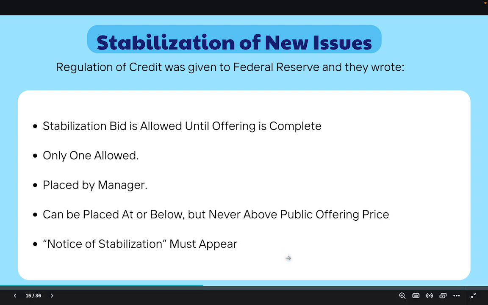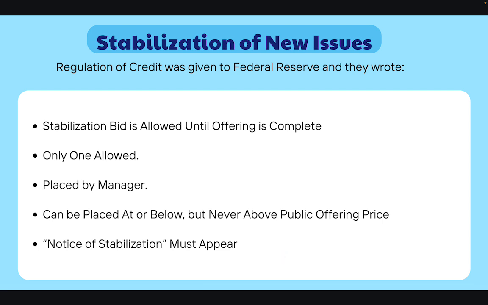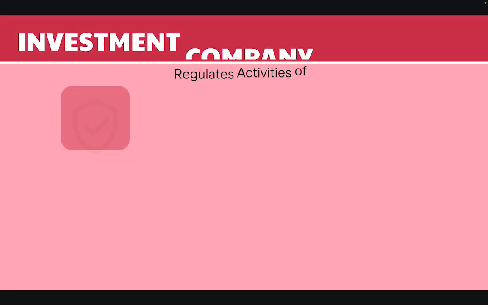Stabilization of New Issues. Regulation of credit was given to the Federal Reserve, and they wrote A1 stabilization, say it with me: a stabilizing bid is allowed until the offering is complete. Only one is allowed. It's placed by the manager. It can be placed at or below, but never above the public offering price. Notice of stabilization must appear. So this is to help stabilize the new issues as they come out. But this is very regulated, but it's smart. It's a smart way to get things going.